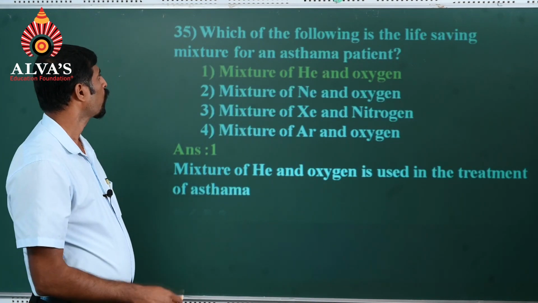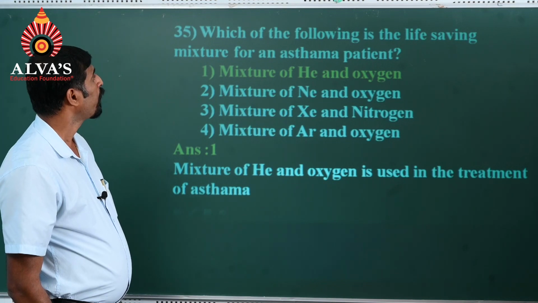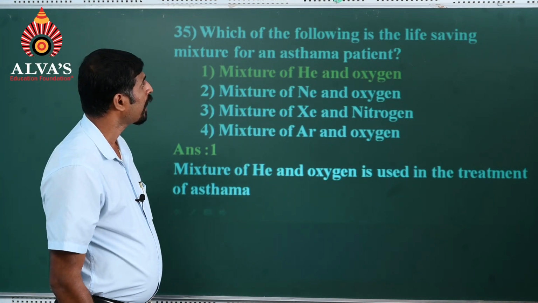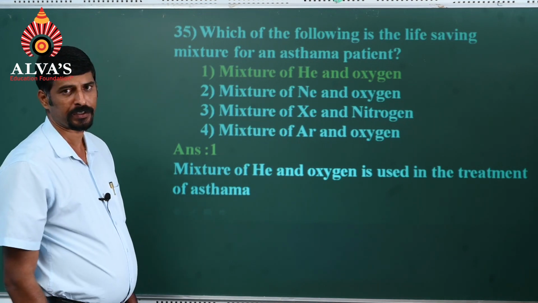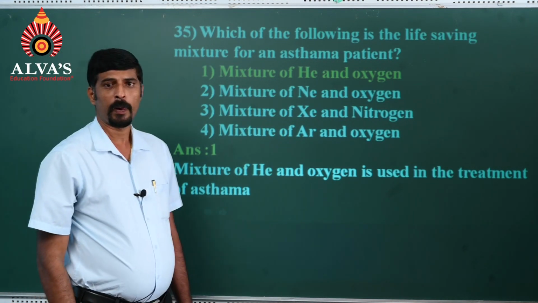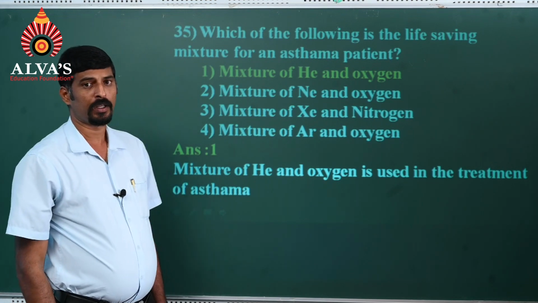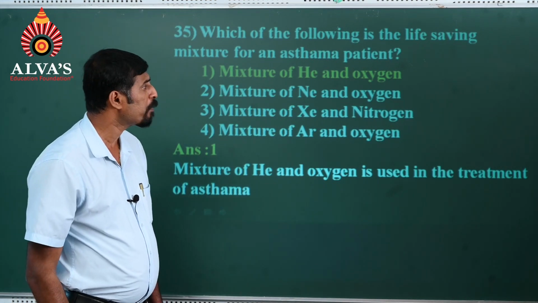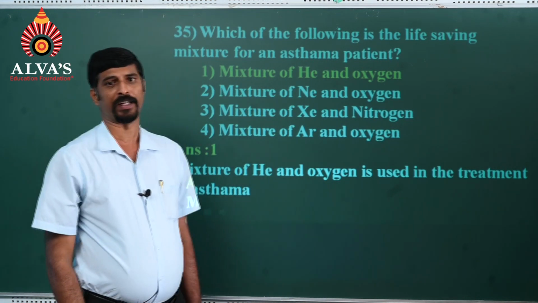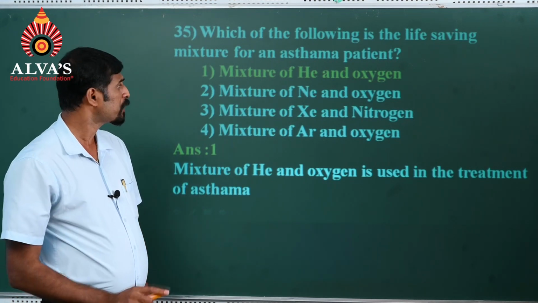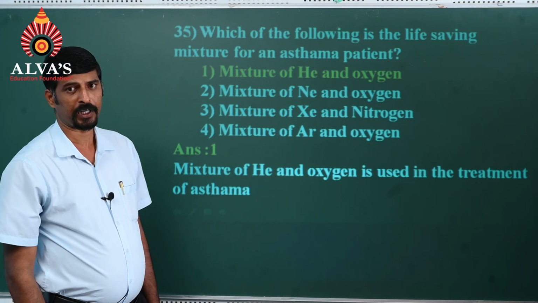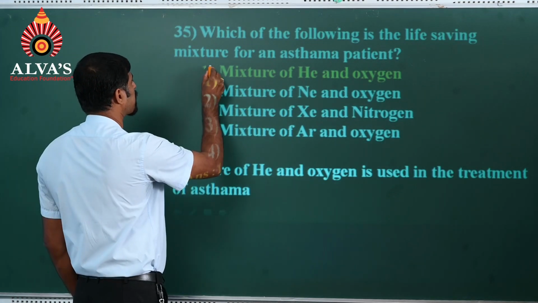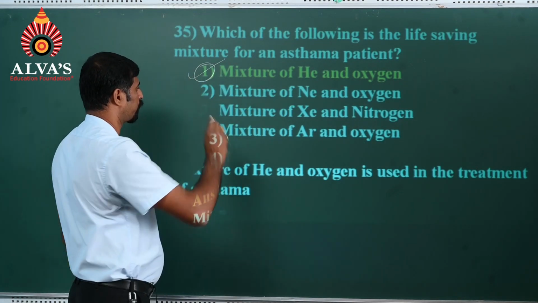Next, we will move on to question number 35. Which of the following is the life-saving mixture for an asthma patient? Please remember, for an asthma patient, the mixture of helium and oxygen is given, and this mixture is used to treat the asthma patient. Therefore, option first is the right answer.